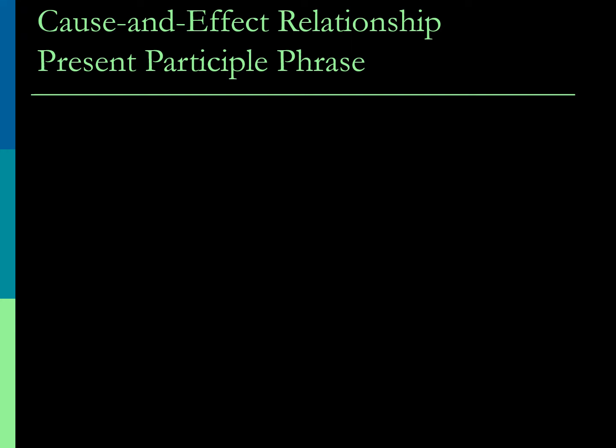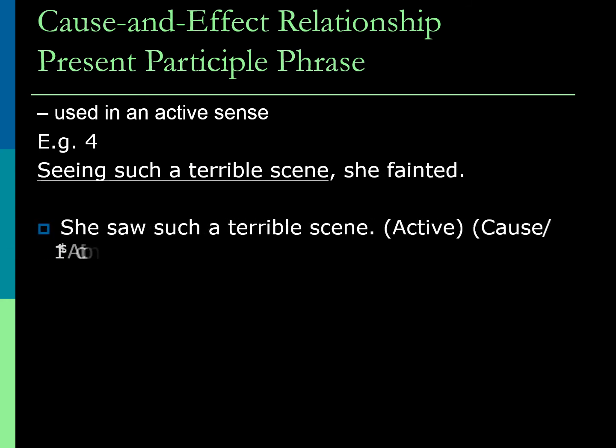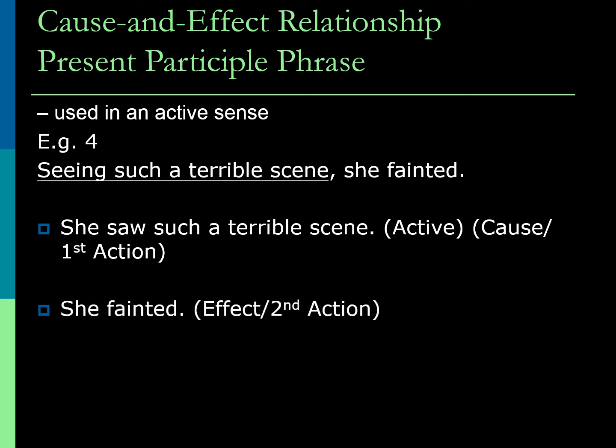Cause and effect relationship. Using the present participle phrase. It is used in an active sense. In example 4, seeing such a terrible scene, she fainted. She saw such a terrible scene, active voice, and that's the first action, that's the cause. And she fainted. That's the effect.